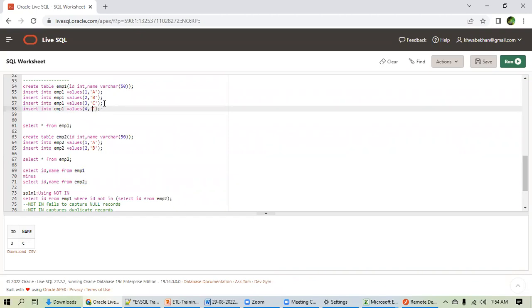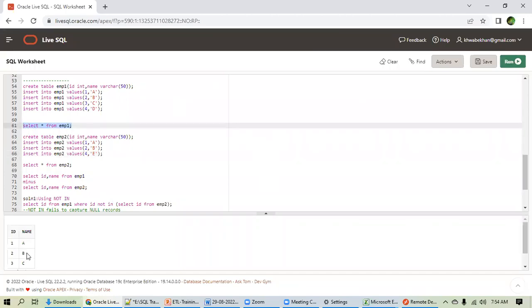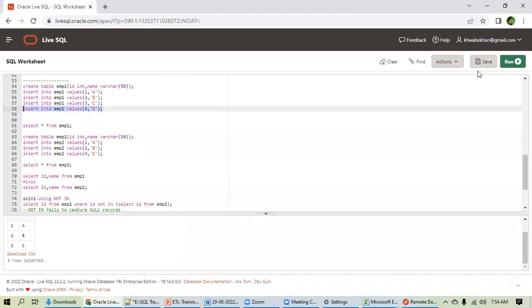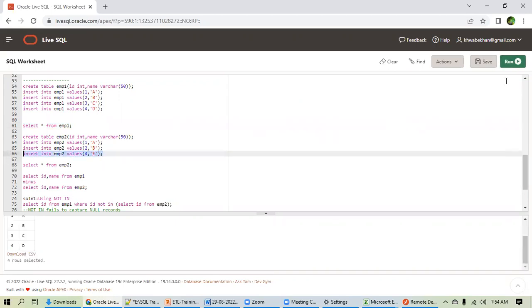Now this is very important and a little bit of a twist. There's a twist here. Okay. Now in the employee 1 table, I have 4D. In the employee 2 table, I have 4E. These 2 new records I have added.